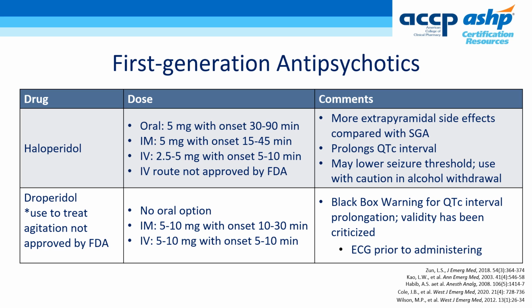Haloperidol is available in 3 routes of administration, including oral, intramuscular, or intravenous. The FDA has not approved the intravenous route for treatment of agitation due to the risk of QTc prolongation. However, many institutions do utilize this route when the benefit outweighs the risk.